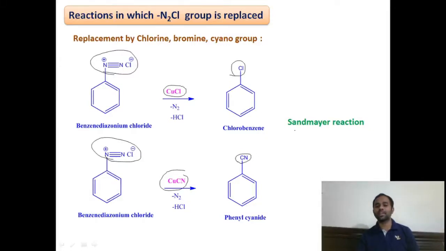This is a named reaction. You can see here this is a Sandmeyer reaction. What is Sandmeyer reaction? This is a reaction in which benzene diazonium chloride gives halo substituted benzene or cyano substituted benzene. In this, benzene diazonium chloride is subjected to copper chloride or copper cyanide, right?